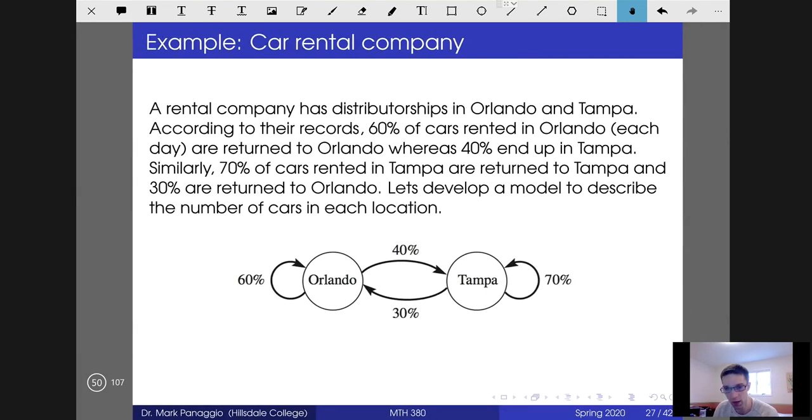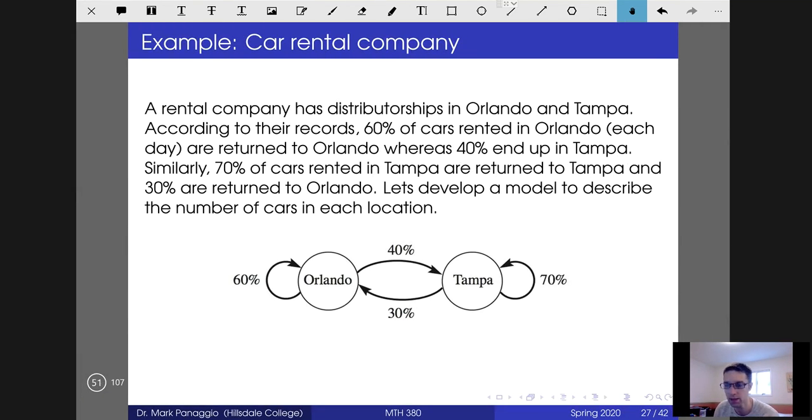We're going to start with a very simple example, and we're going to come back to this a number of times because it's good for illustrating some of the techniques needed to describe difference equations. So the scenario is that we have a rental car company, and they distribute vehicles out of Orlando and Tampa. And each day, some of the cars that are in Orlando end up getting returned in Tampa, and some of the cars that are in Tampa end up getting returned in Orlando.